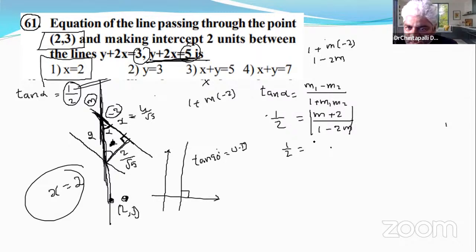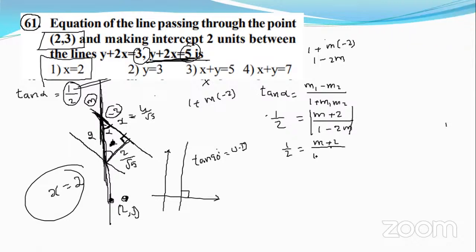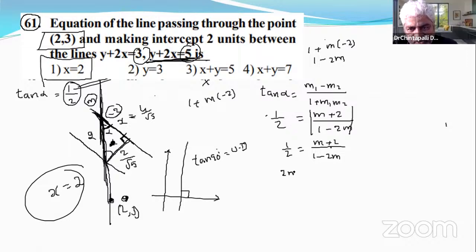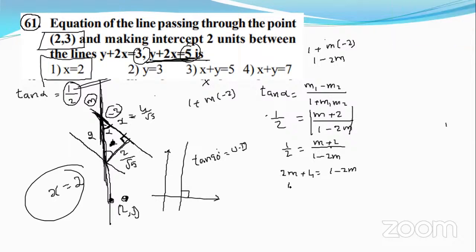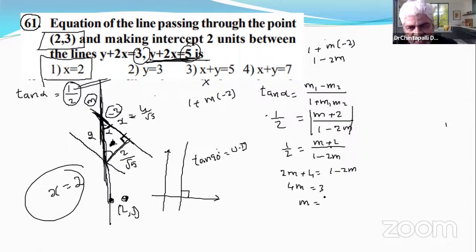See, we can take positive also. 1 by 2 is equal to m plus 2 by 1 by 2m. Do cross multiplication. 2m plus 4 is equal to 1 minus 2m. And 4m is equal to 3. M equals 3 over 4. Very good. M is equal to 3 over 4. It is defined.